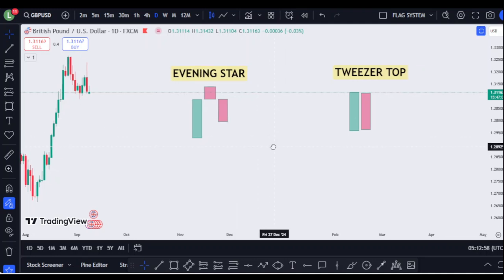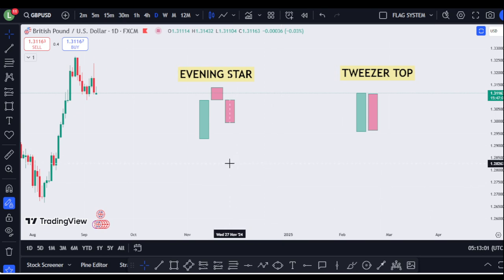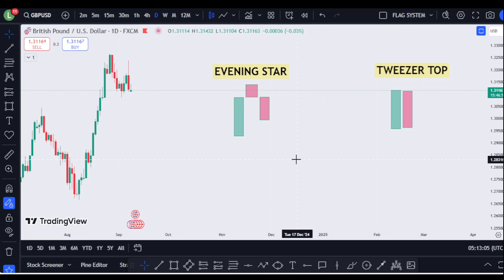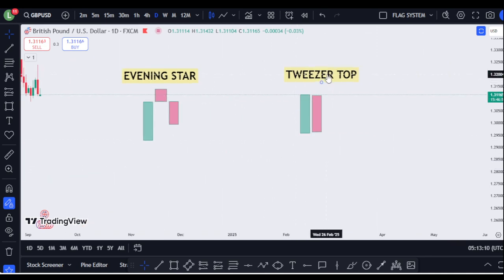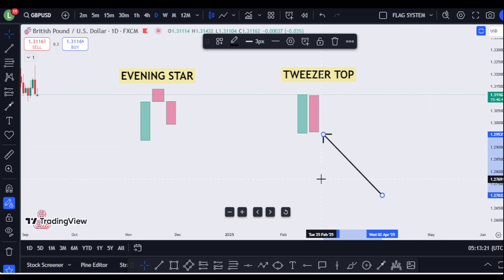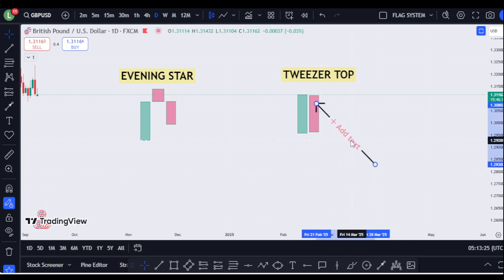So in today's class, I'm going to show you backtest and show you some of the past activities. Now, the first one that we want to talk about is the evening star. Tweezer top. Whenever you spot tweezer top on these three higher time frames, monthly, weekly, and daily, at the zone where you want to buy, don't trade that day.